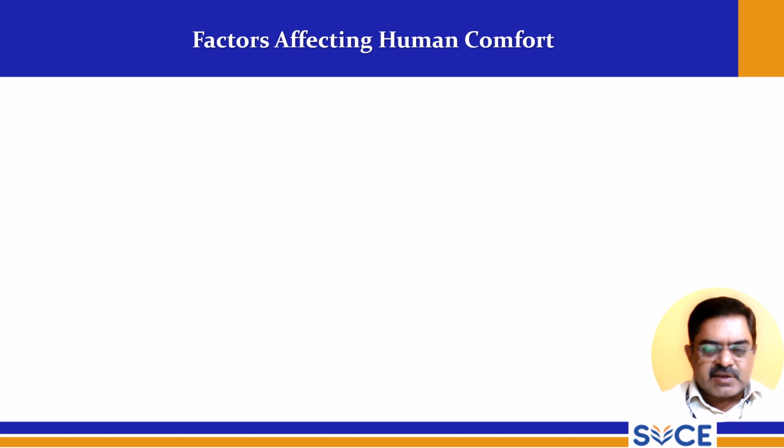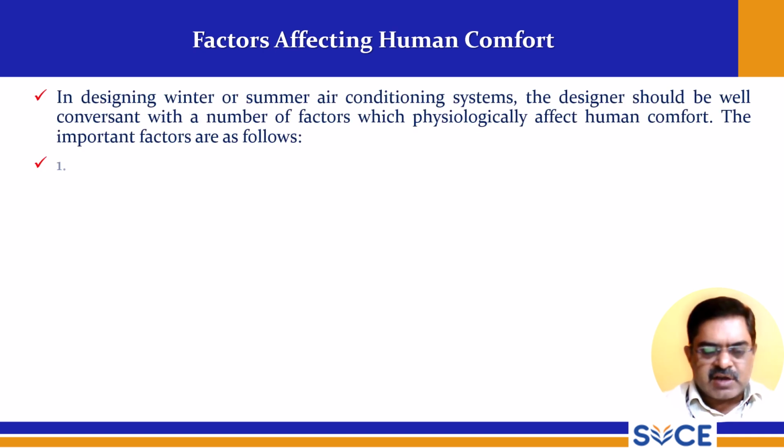Factors affecting human comfort: normally in designing winter or summer air conditioning systems, the designer should be well conversant with the number of factors which psychologically affect human comfort. The important factors are as follows. The first one is effective temperature, which is what we are going to see in this session.